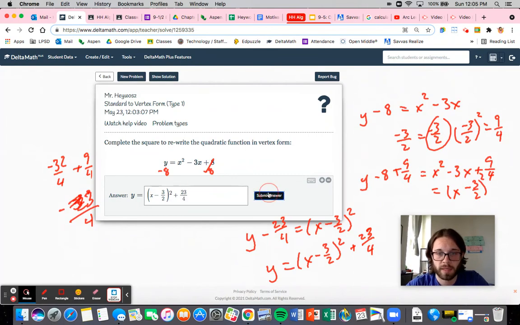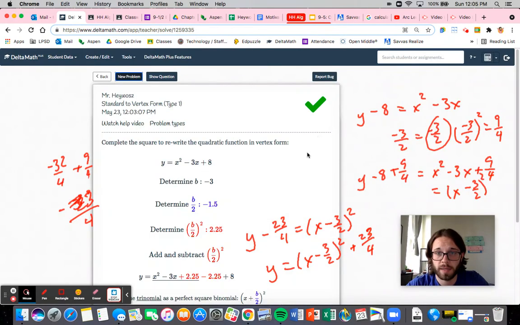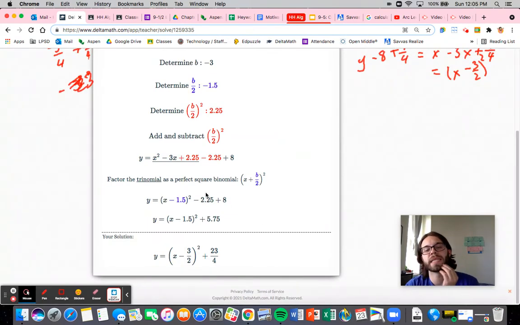Okay, let's submit, make sure we did that correctly, and we are good. You'll see they did it with decimals, but I prefer to use fractions. I find it easier. You might disagree with me on that, but I personally find it easier as fractions.